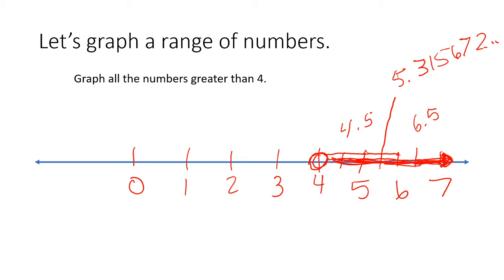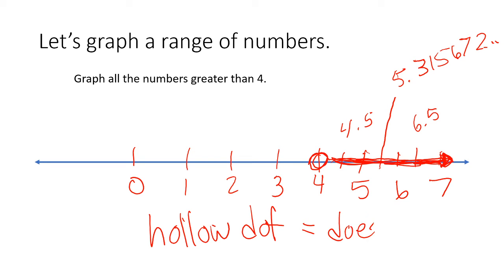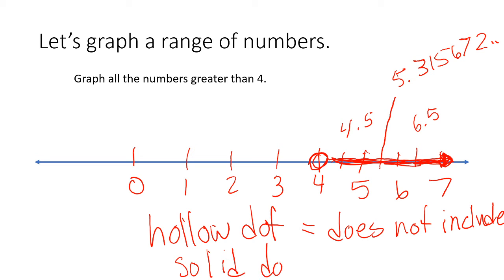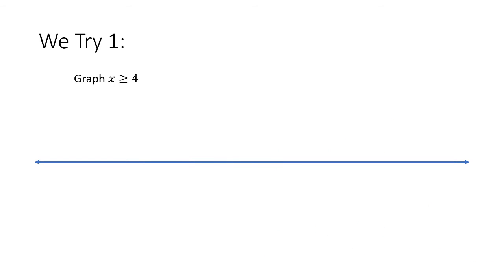That's why I'm using a hollow dot. So a hollow dot means that it does not include that number, and a solid dot means it does include the number.